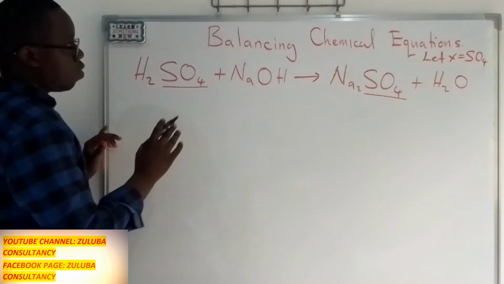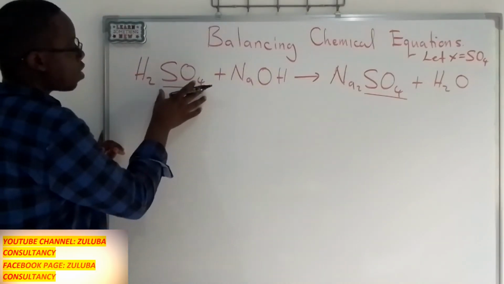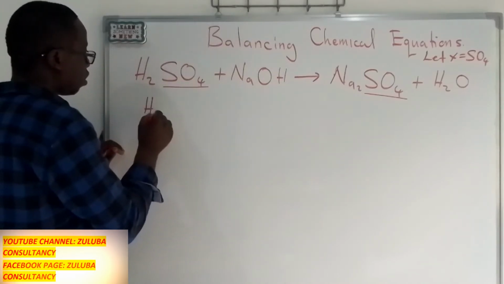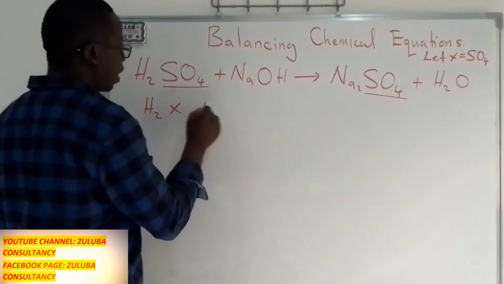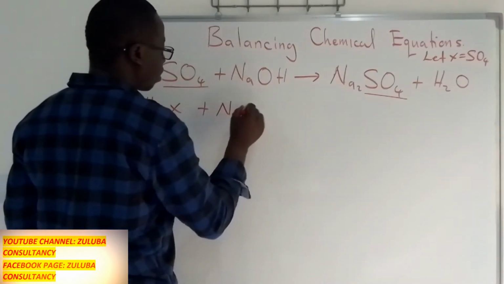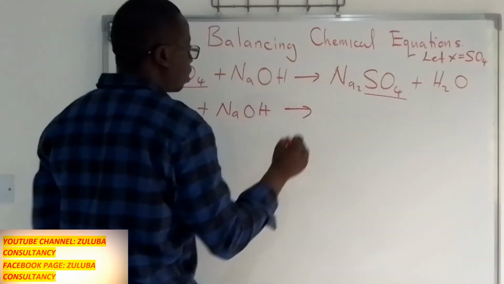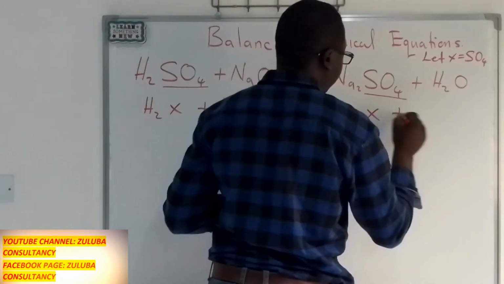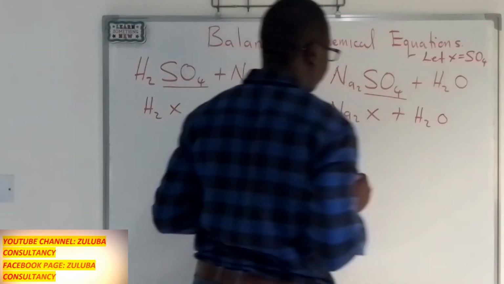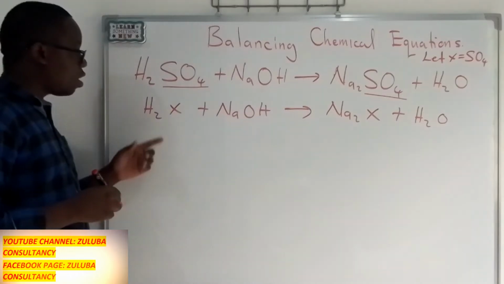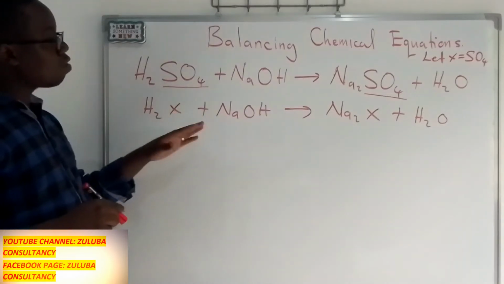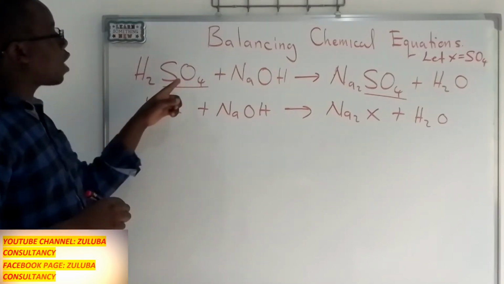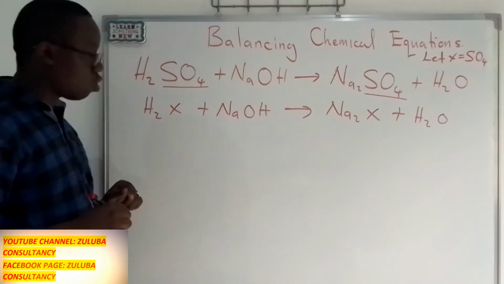So what do you simply do now? You are simply saying, where there is SO4, I'll put X there. So I'll have 2X plus, giving me an X there, plus H2O. Now, why have you made this assumption? You have made this assumption to help you not get confused when it comes to the oxygen atoms.